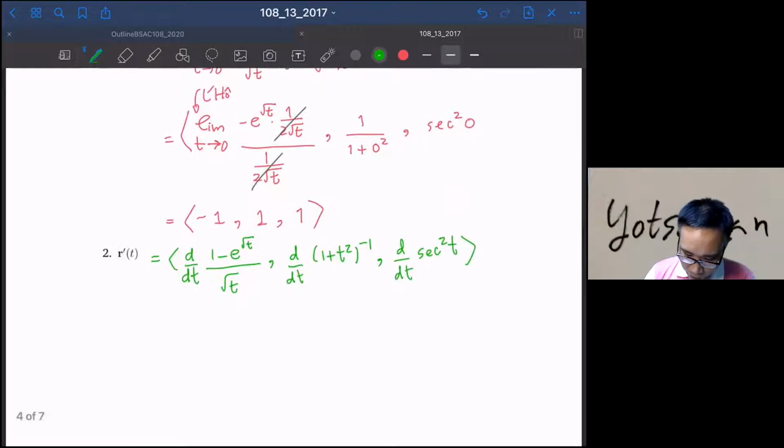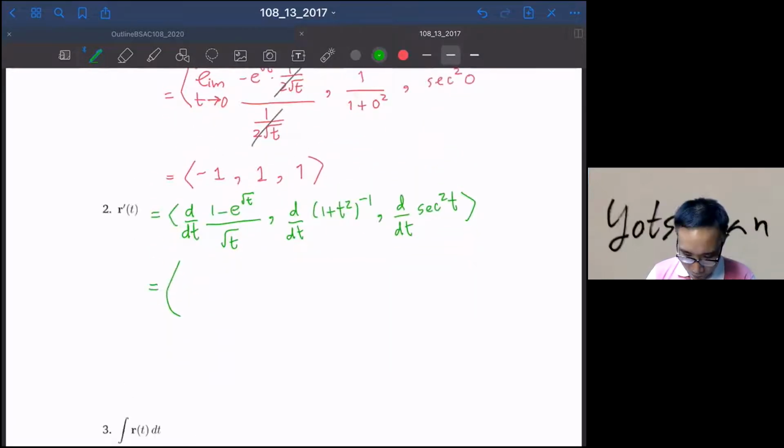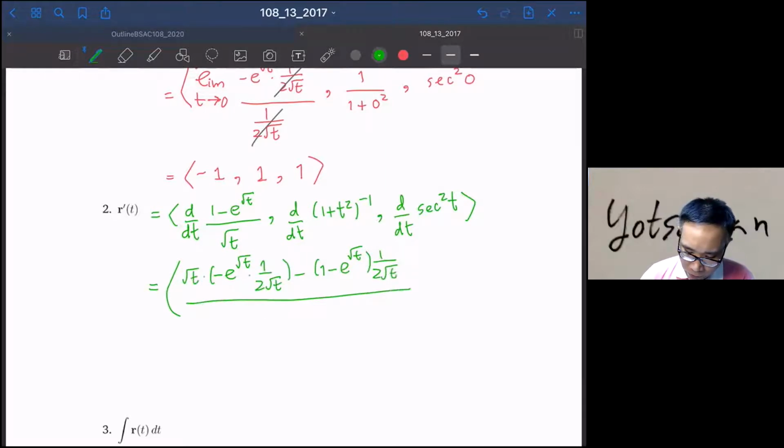For the quotient rule, it's the bottom times the derivative of the top, so negative e to the root t times 1 over 2 root t, minus the top times the derivative of the bottom, and everything over the bottom squared. So it's going to be this.